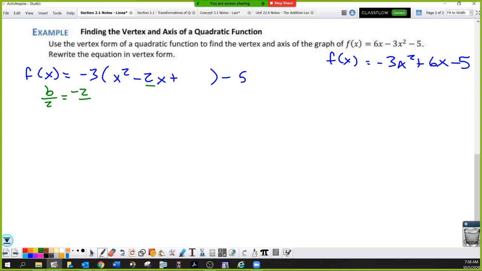So we have negative 2 divided by 2, which is negative 1. That number is important because when we complete the square, if we do it appropriately, that number negative 1 will be what's inside the parentheses. And the c term is found by squaring that number. So whatever number you found, square that bad boy. And negative 1 squared is positive 1.